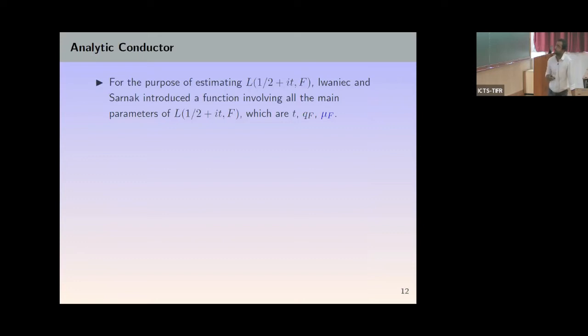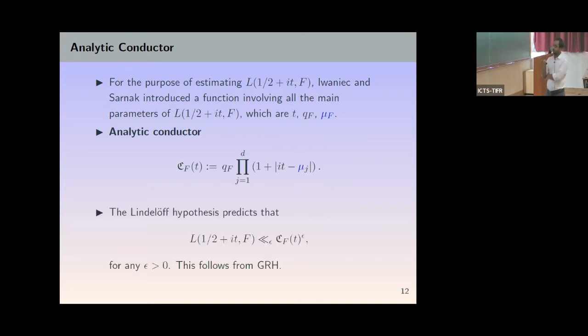So let's move on. To estimate this L-function, we really need to define a parameter called the analytic conductor. For this purpose, Iwaniec and Sarnak introduced a function which we call the analytic conductor, which involves this parameter t in R, t plus i t, this q, the arithmetic conductor, and μ_f, the spectral parameters or local parameters. It is defined simply as the arithmetic conductor times this function (t minus μ_j's), d many times. You just vary them.